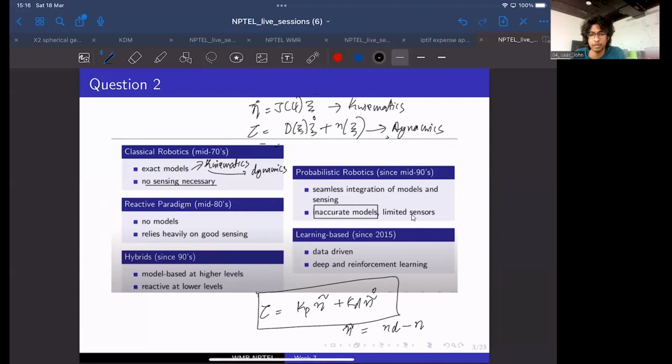So this is an example of a PD control, right? This is basically an example of PD control, and no component of the model comes into play in PD control. It's purely feedback based, or reactive based.